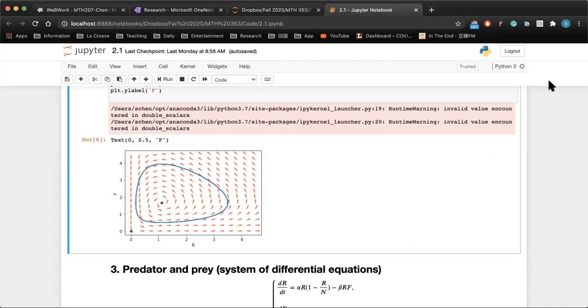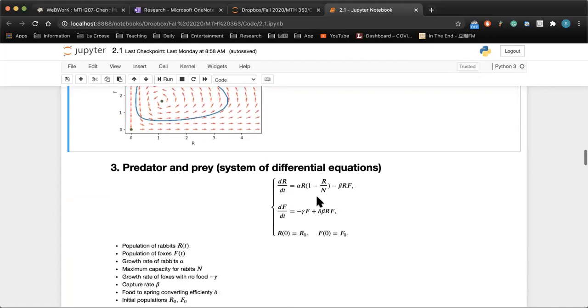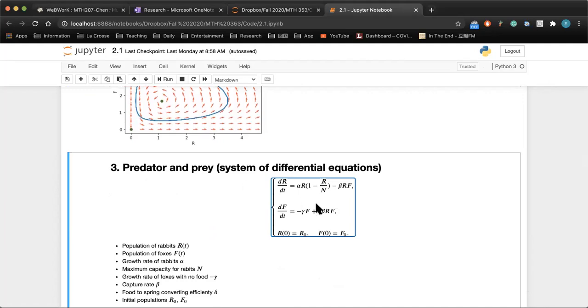All right, let's check the second one. What about the second one? Well, we want to do the modified predator and prey. Everything is the same except the growth of the rabbit. Now it has a limitation. It grows, but it never exceeds a capital N, which is the capacity of the environment. Sounds good?